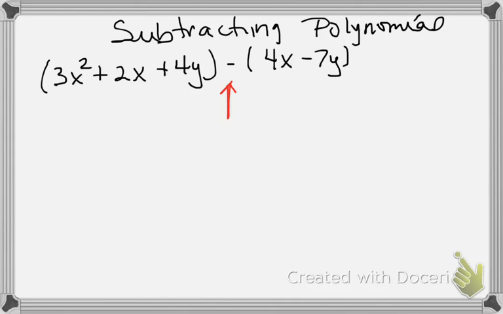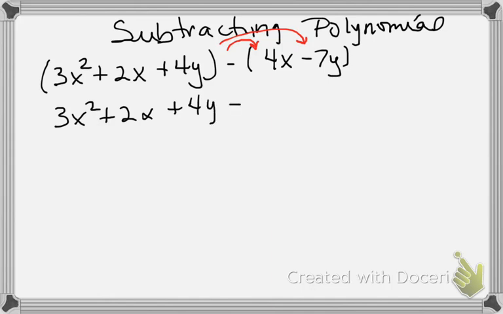This is a little different. We actually have to distribute that negative to everything inside the other parentheses. So this negative is going to get multiplied to this, and it's also going to get multiplied to this. So it's going to change those terms. So I'm going to rewrite it. So it's 3x squared plus 2x plus 4y. And now it's going to be a minus 4x, and then a minus times a minus is a positive 7y.